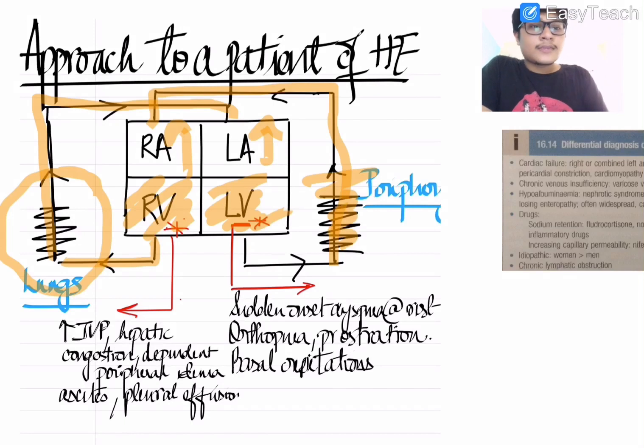And so if we were to analyze the clinical symptoms in such a scenario, there will be sudden onset dyspnea at rest, there will be orthopnea and prostration, and if we were to auscultate, we might find basal crepitations as well. Now let's suppose there has been a right ventricular infarct leading to a right ventricular failure.